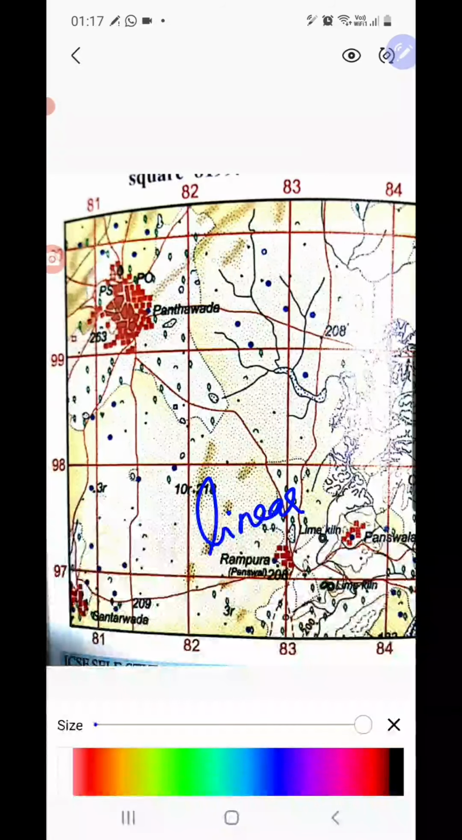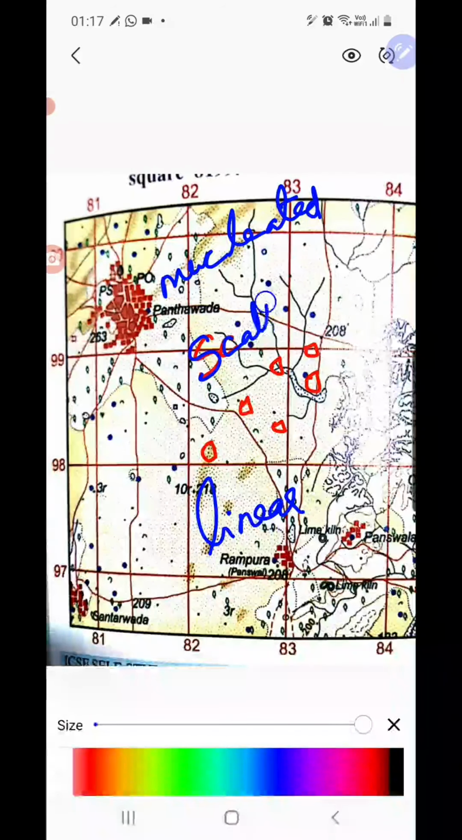Then one more type of settlement is there, that is dispersed. Suppose you find a permanent hut here, then another here, then another here, like this. If you find it like this, we call it scattered settlement. Clear? So there are mainly three types of settlements: first nucleated, then scattered, then linear. So you understood the difference of all these three settlement patterns.